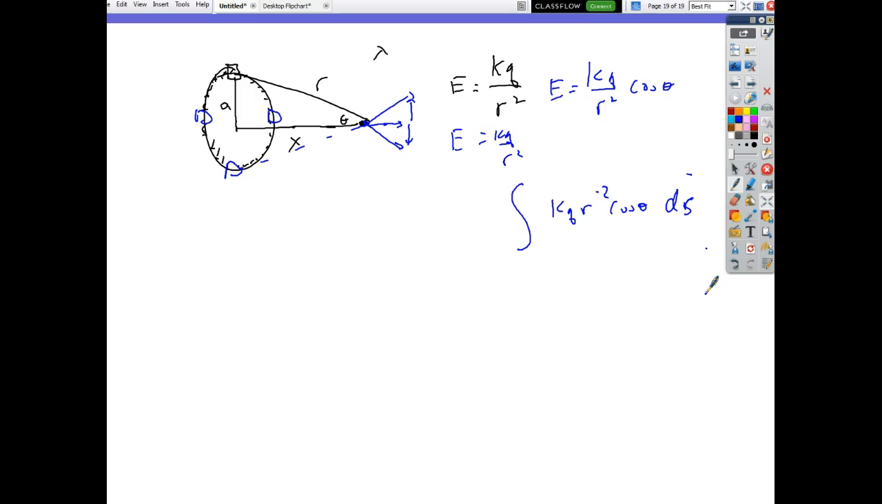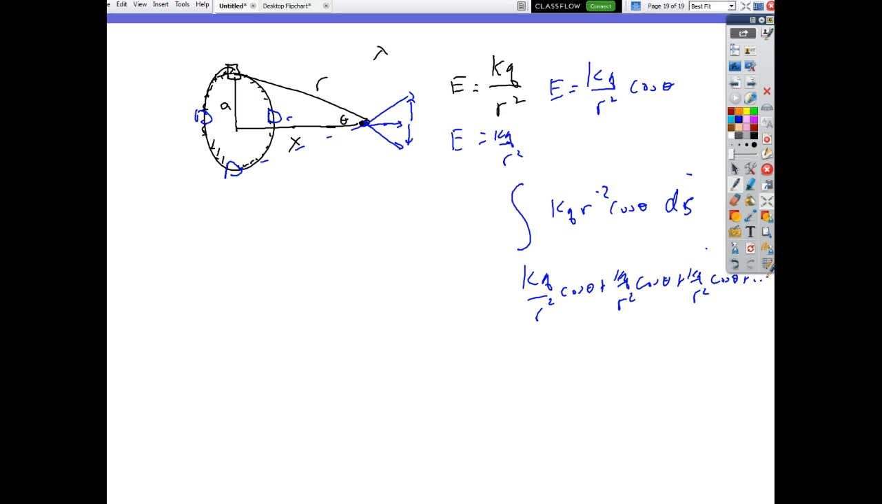Instead, I can just write kq over r squared plus all of the kq's over r squared, right? How much this one provides, this one provides. Oh, I forgot my cosine theta, right? Cosine theta plus kq over r squared cosine theta plus kq over r squared cosine theta plus dot dot dot, right? The k's are all the same, right? The r's are all the same. The cosine theta is going to be the same for all of these. So I can pull all those out.